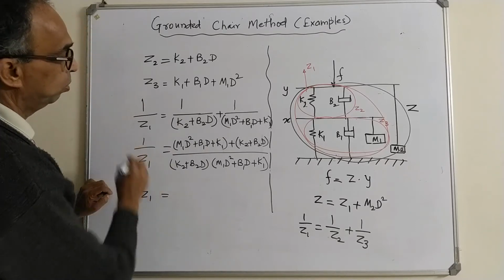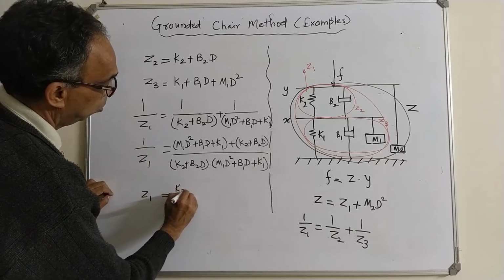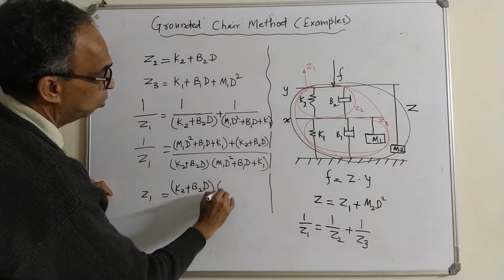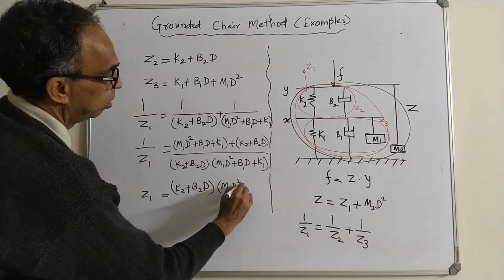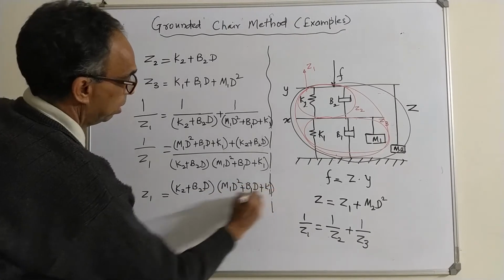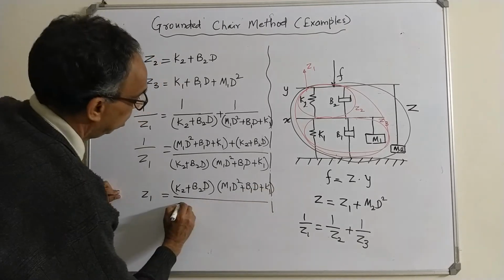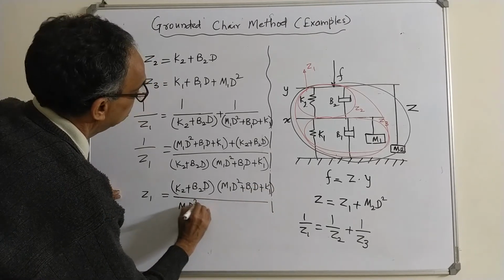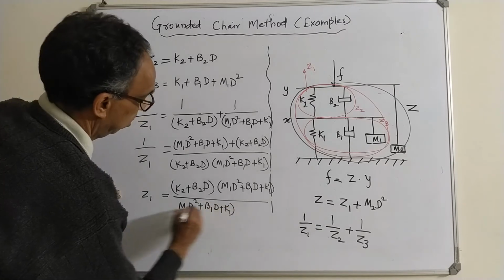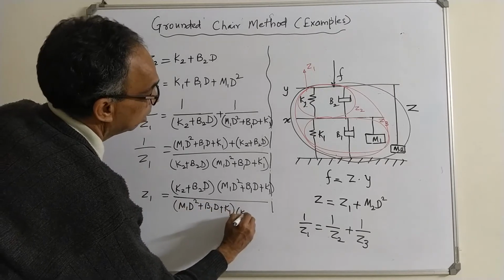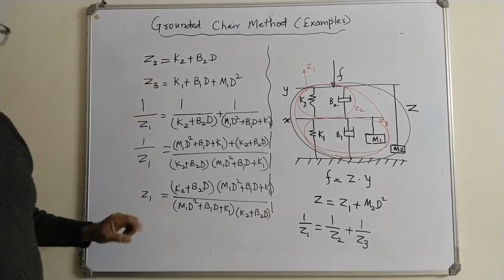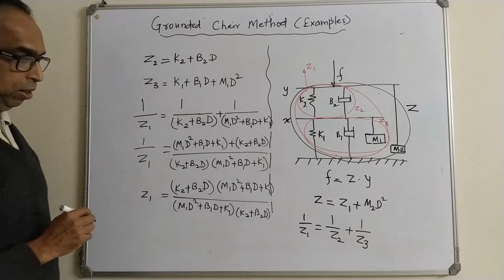Okay, so for Z1, I invert this. Z1 will be equal to K2 plus B2D into M1D square plus B1D plus K1, divided by M1D square plus B1D plus K1 plus K2 plus B2D. Is it clear now? So Z1 I have got.